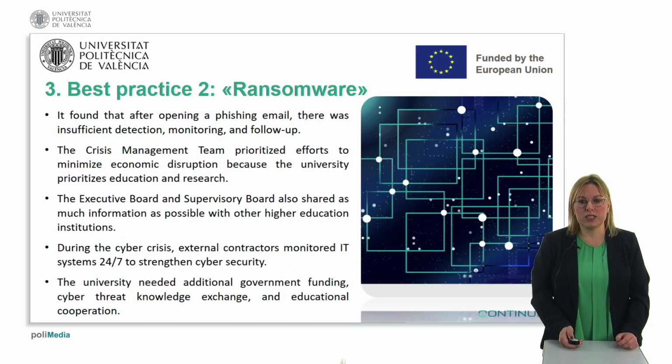Which lessons did the university learn? It was found that after opening a phishing email, there was insufficient detection, monitoring, and follow-up. The crisis management team prioritized efforts to minimize economic disruption because the university prioritizes education and research. Staff and student communication was crucial. The executive board and supervisory board also shared as much information as possible with other higher education institutions.